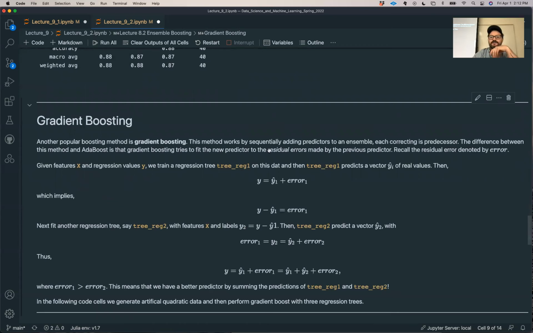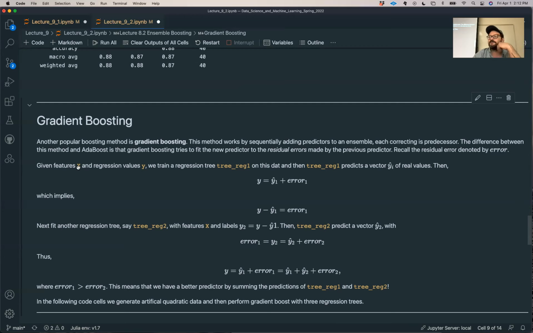So this method works by sequentially adding predictors to an ensemble, each correcting its predecessor. So there's no weighting going on. It's just trying to correct its predecessor. The difference between this method and Adaboosting is that gradient boosting tries to fit a new predictor to the residual errors made by the previous predictor. Okay, so we're going to denote residual error by error, right?